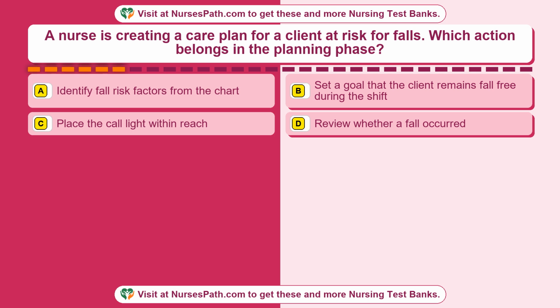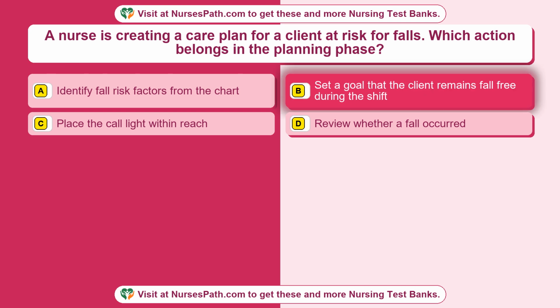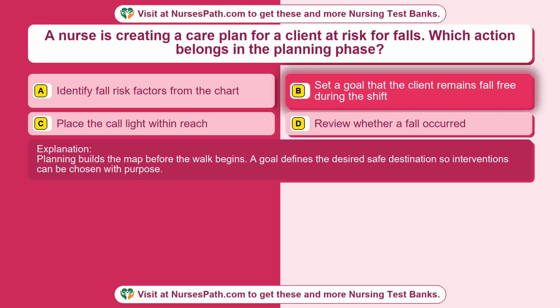Option C. Place the call light within reach. Option D. Review whether a fall occurred. The correct answer is option B. Set a goal that the client remains fall-free during the shift. Planning builds the map before the walk begins. A goal defines the desired safe destination so interventions can be chosen with purpose.